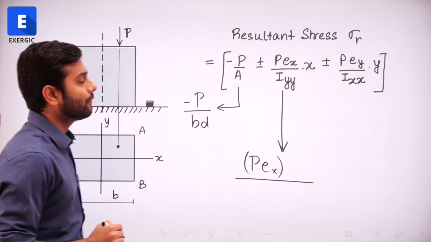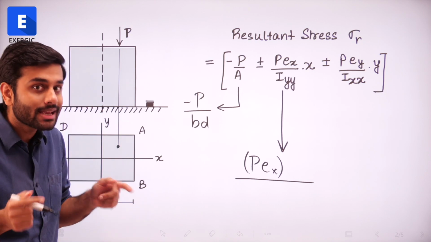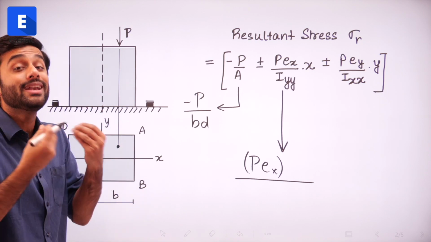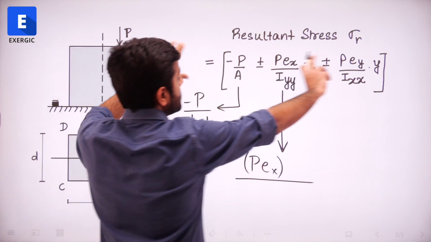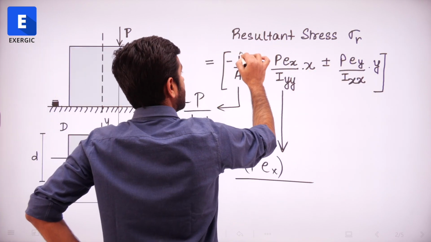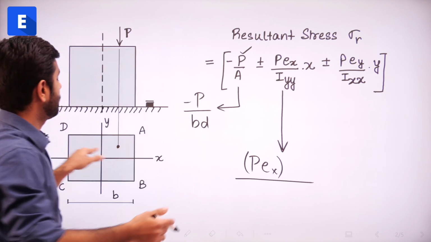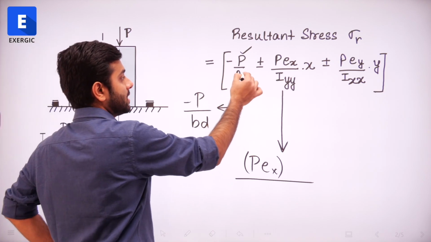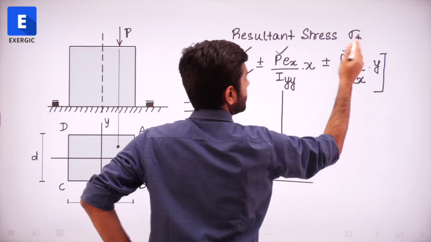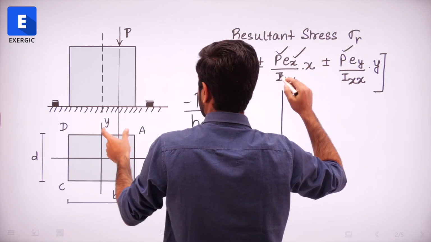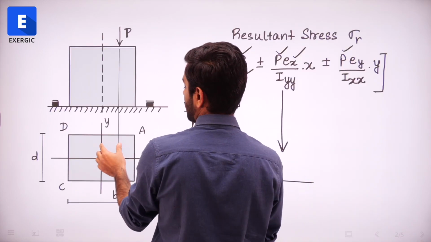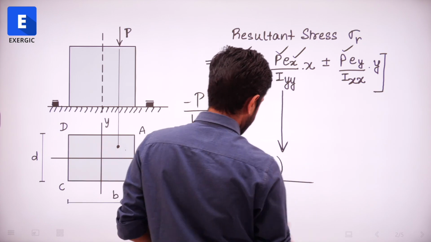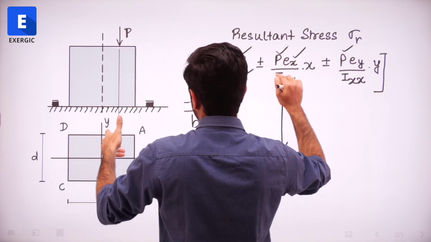How much is the value of x? That will be decided by the point at which you want to find the resultant stress. Because in this entire expression of resultant stress, P is the same, right? Whatever point you pick, P is the same. Cross-sectional area is the same. Ex is a constant given to you. How much is the value of Ex and Ey, the eccentricity? That is known to you. That decides how much moment it's going to be.